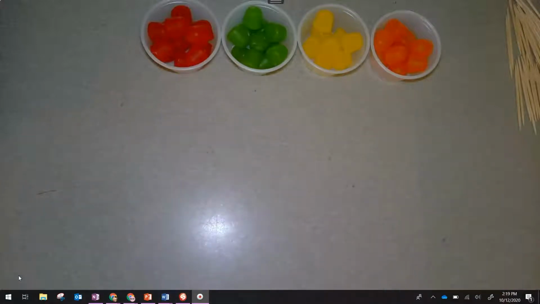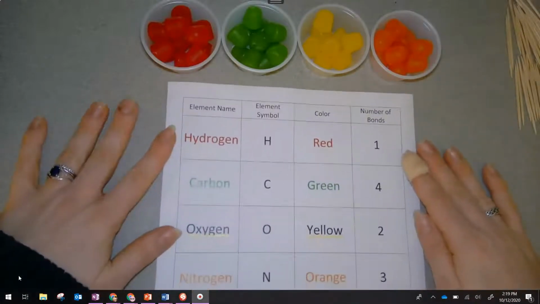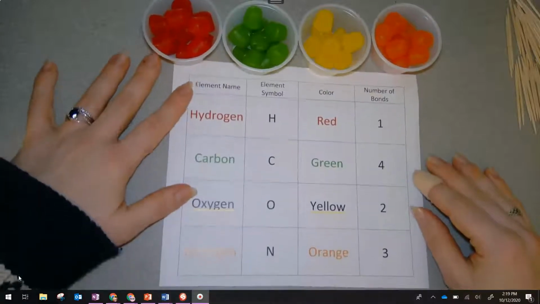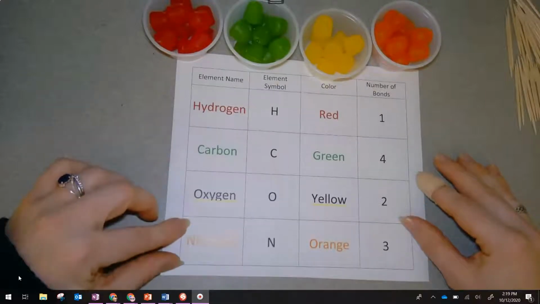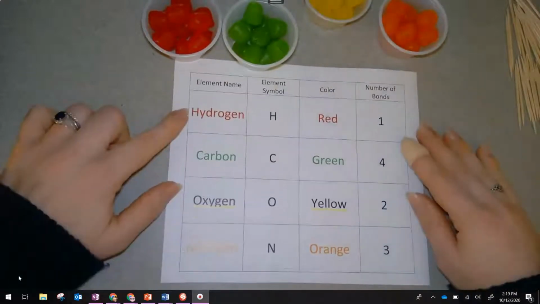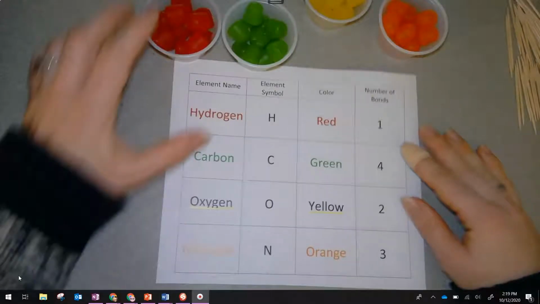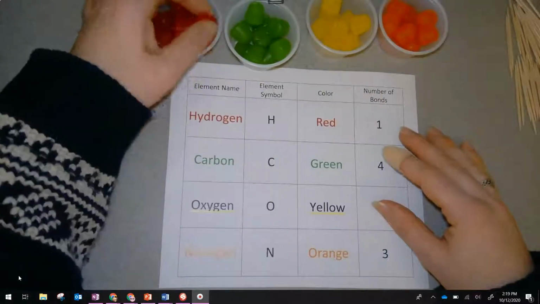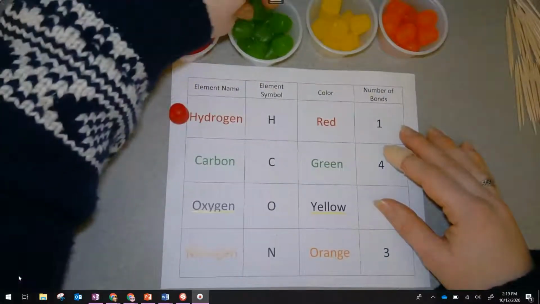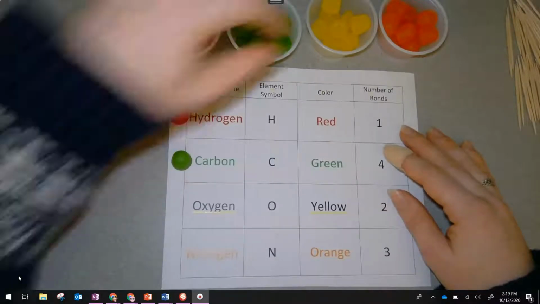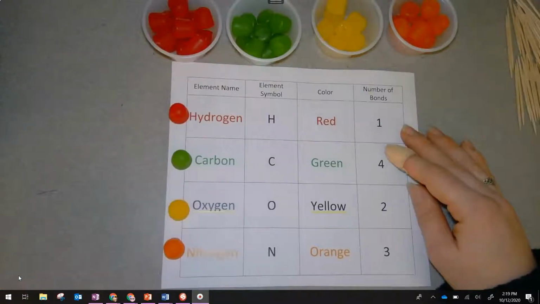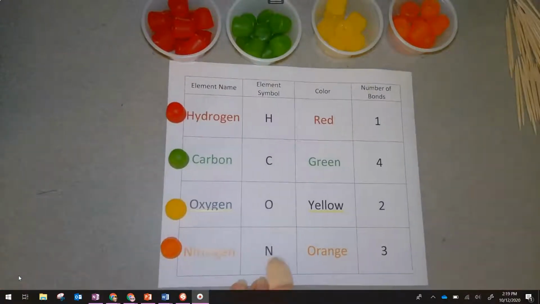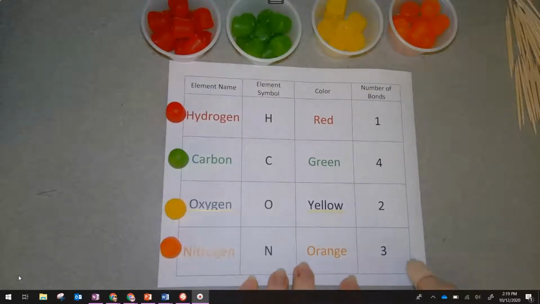Before we can do this, we have to know the bonding rules for the 4 elements we're going to be using. So we're going to be using hydrogen, carbon, oxygen, and nitrogen. I'm going to use my red dots to represent hydrogen atoms, my green dots to represent carbon atoms, yellow for oxygen, and orange for nitrogen. So here you can see the element symbol. This is represented on the periodic table, my colors, and these are the number of bonds.